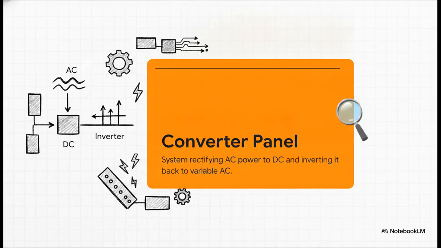From the transformer, that 690 volt power enters stage 4, which is the converter panel. You can consider this the absolute brains of the system. We aren't just blindly passing power through anymore, we're meticulously conditioning it. The converter panel takes that fixed AC power, rectifies it into direct current, or DC, and then essentially rebuilds it, inverting it back out into variable frequency AC.